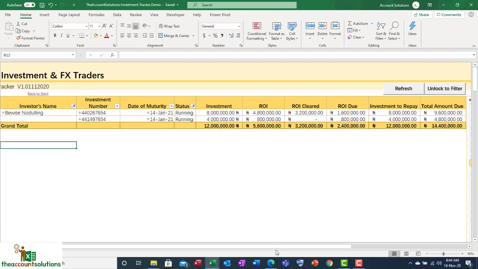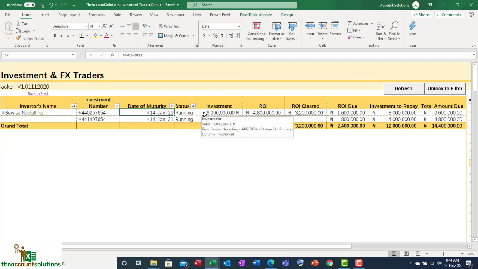Now look at Be Wise. Be Wise has 2 investments. The first one will expire 14th of January. Second one, the same date. This is a top up. They are both running, 8 million, 4 million.